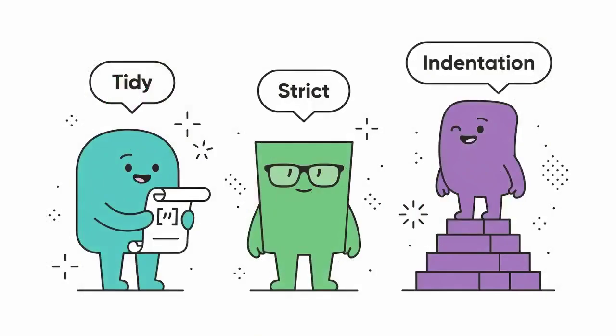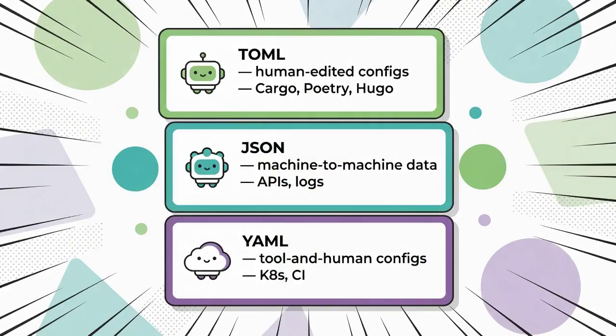Now the inevitable question. Why TOML instead of JSON or YAML? TOML leans toward human readability through explicit headers and minimal punctuation. JSON is unbeatable for machine-to-machine data, but requires quotes and braces everywhere. YAML is the most human-friendly until indentation tricks you, and it doesn't natively support features like Cargo's inline tables. TOML fits best when humans edit configuration by hand.